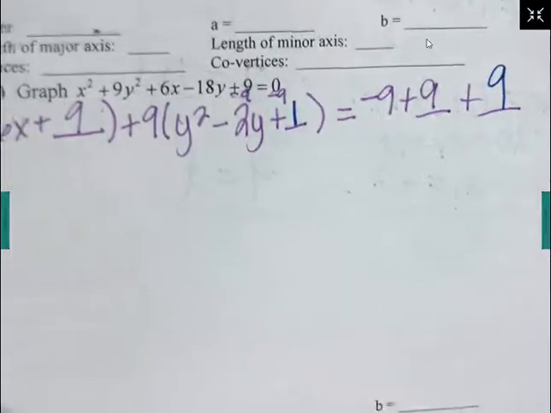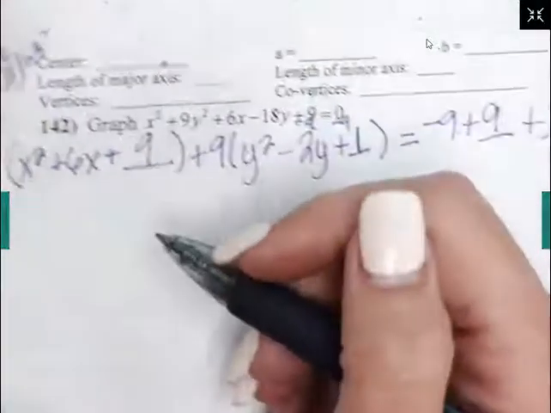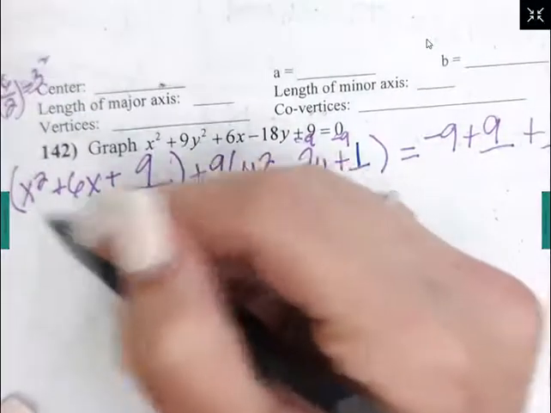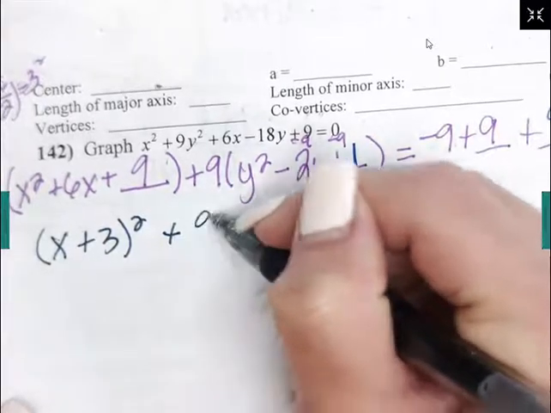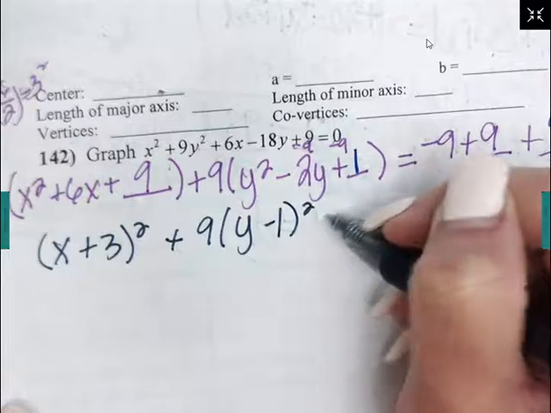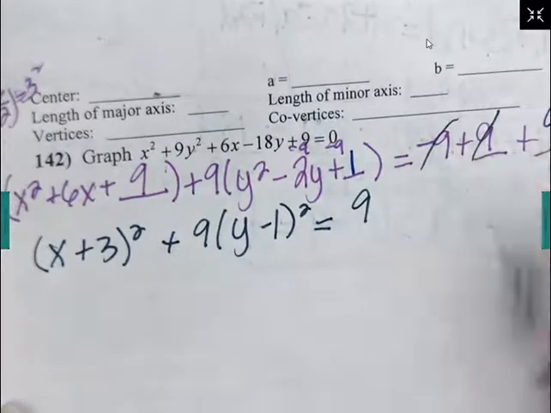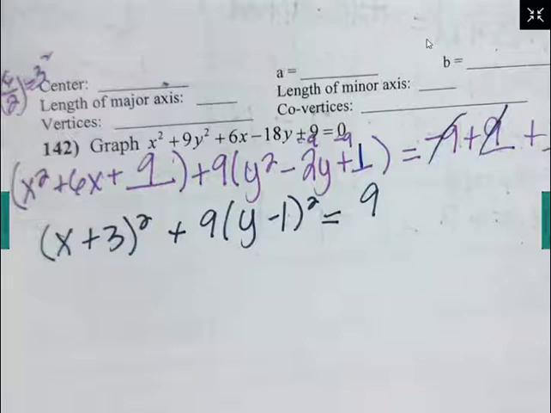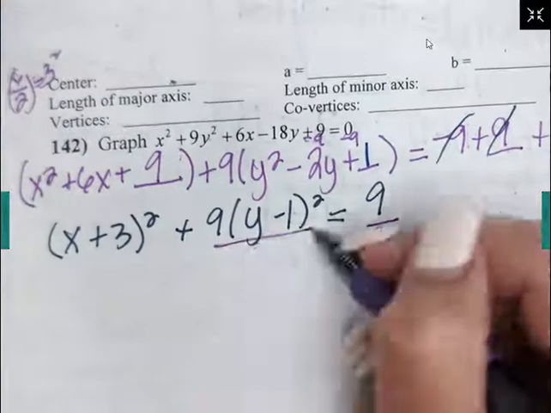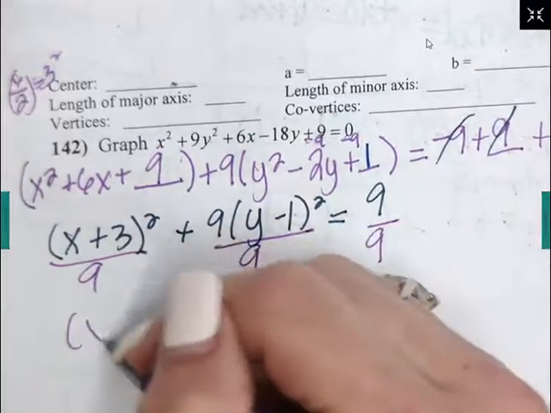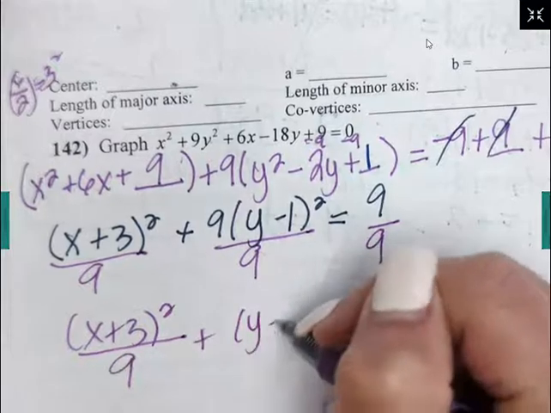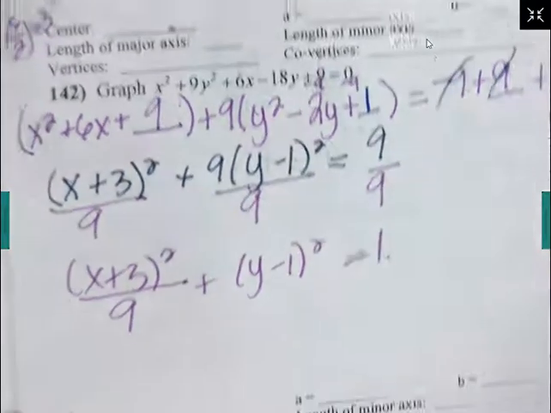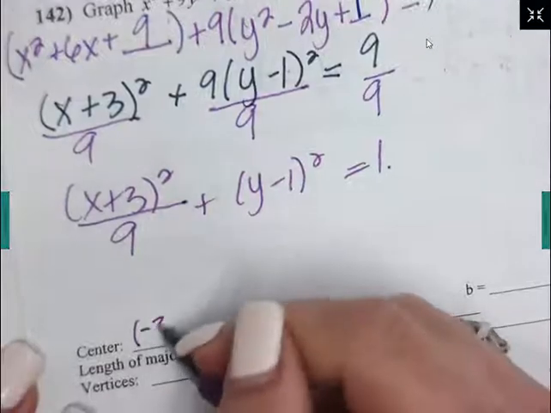So, let's go ahead and factor this. Now we know that we need to get the right side equal to 1 since this is an ellipse. We divide everything by 9. Okay, our center is negative 3, 1.